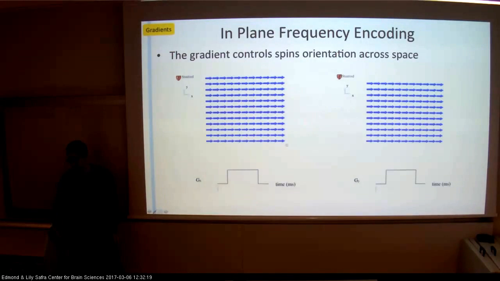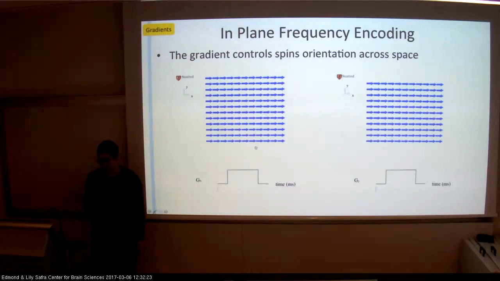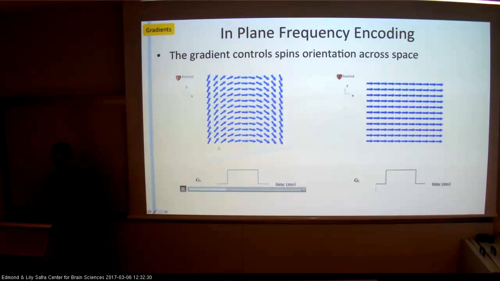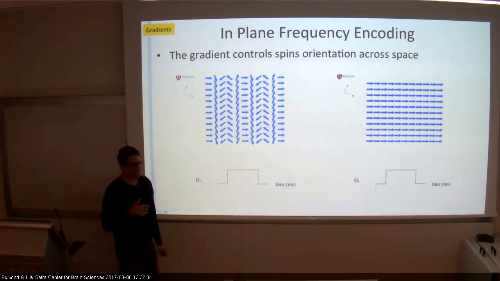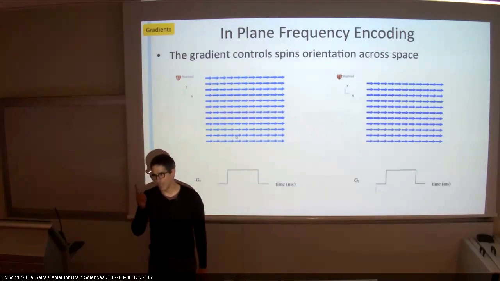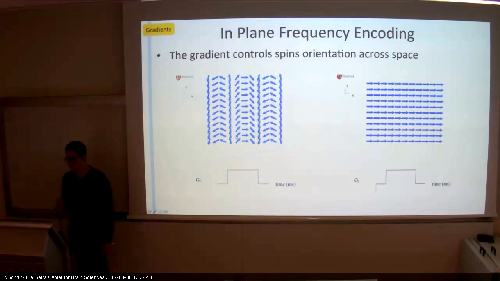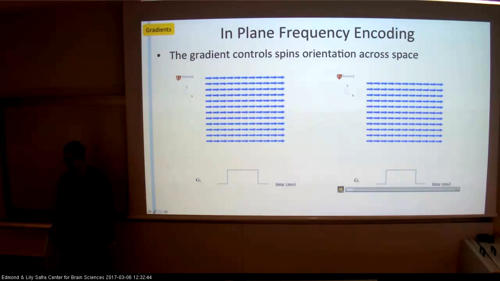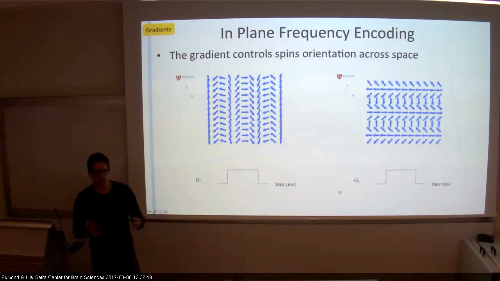Okay, so within the slice we can turn on the other two gradients that we have, and as we turn them on, the spins will start to acquire phase. They will move at a different rate, at a different frequency, and so in time they will acquire a different phase, right? I can do it both in X and in Y. So this one is in Y, the other one is in X. I can do it in both.